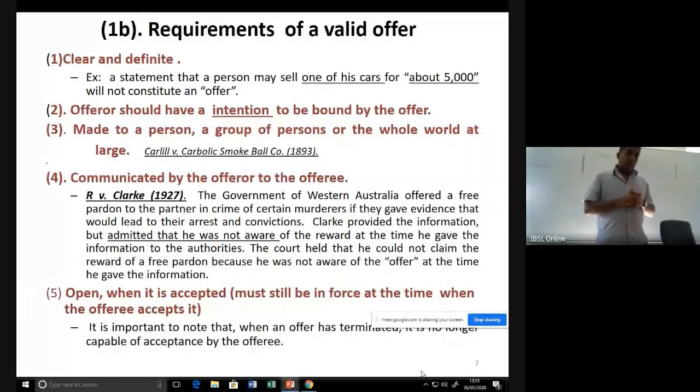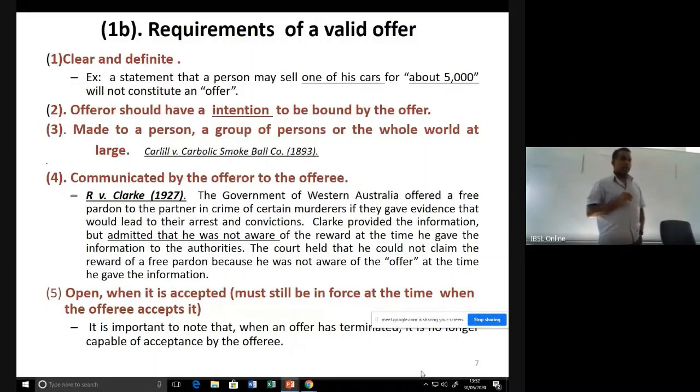We'll see now, still we are in offer. What are the requirements of a valid offer? The offer has to be clear and definite. That is the first condition. When I make an offer, that's a promise capable of acceptance. That promise should be clear and it should be definite.